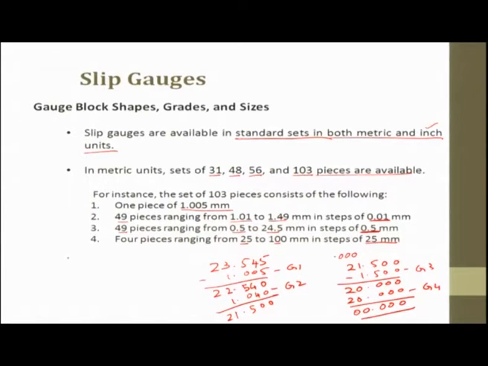So, now with 4 gauge blocks, gauge 4, gauge 3, gauge 2 and gauge 1, I could build up 23.545 millimeter. So, what is that? To an accuracy of one micron, I am able to get the slip gauges done. I am able to build the height.